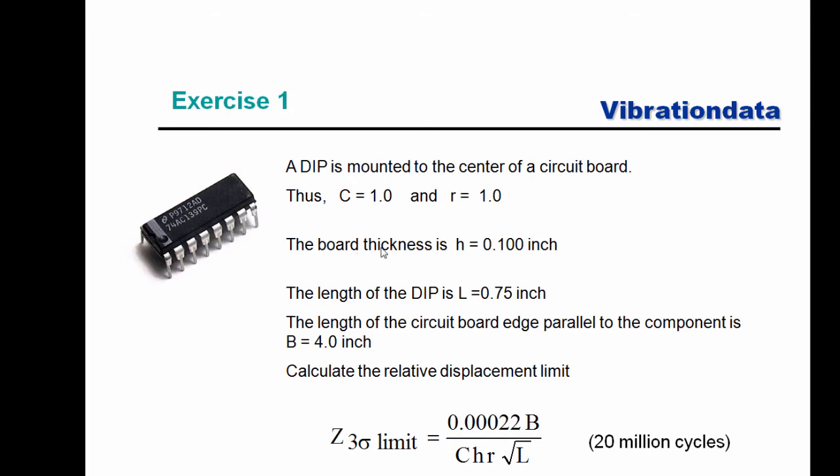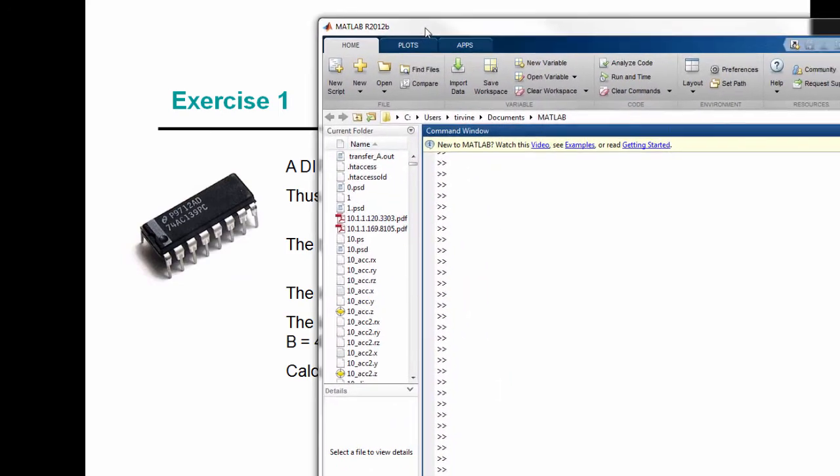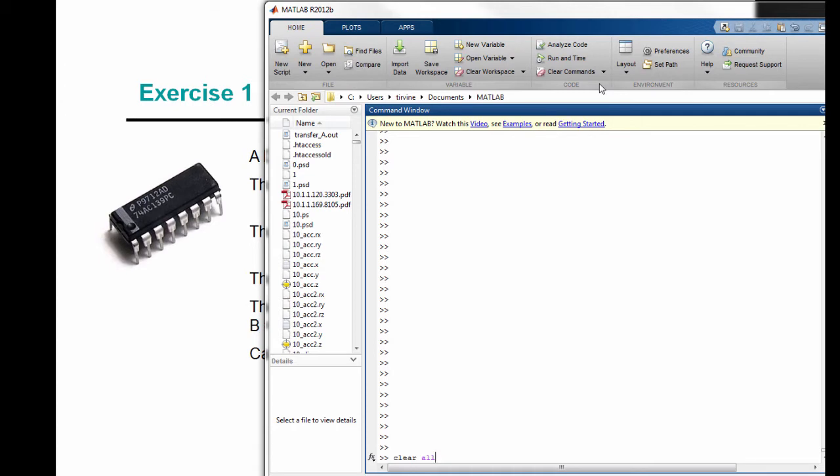For our example, the board thickness is 1/10 of an inch. The length of the dual inline package is 0.75 inches. The length of the circuit board edge parallel to the component is 4 inches. So we're going to calculate the not to exceed relative displacement, and this will be the Z3 sigma for 20 million cycles. Let's see how well I can remember all those numbers. So let's go to vibration data.